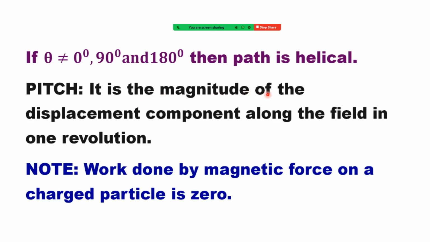And pitch is the magnitude of the displacement component along the field in one revolution. And finally, the most important point, work done by magnetic force on a charged particle is zero because force is always normal to velocity, no change in speed. Okay.